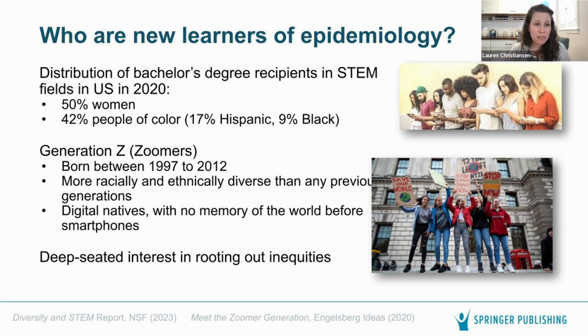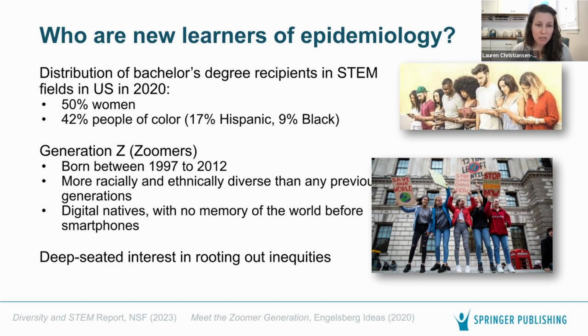It's really Gen Z that we're talking to here. Sometimes you'll hear them referred to as Zoomers. Those are individuals born between 1997 and 2012. This group is more racially and ethnically diverse than any previous generation. They're digital natives. They have no memory of the world before smartphones. And so technology is really important as they're thinking about their learning. And of course, they've all also lived through a global pandemic.